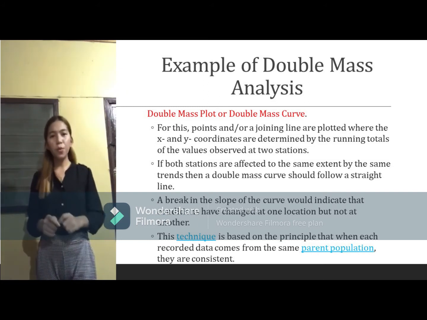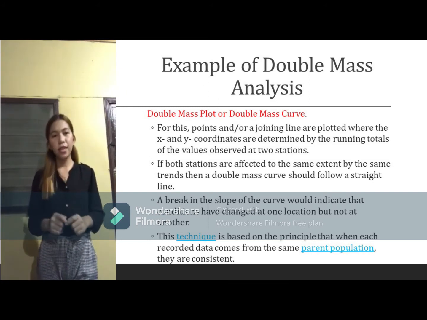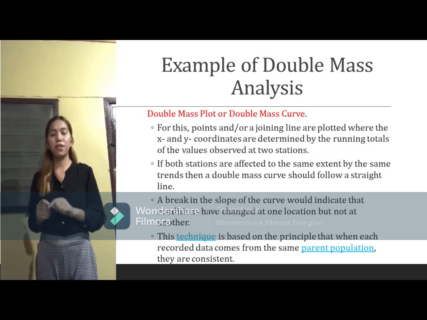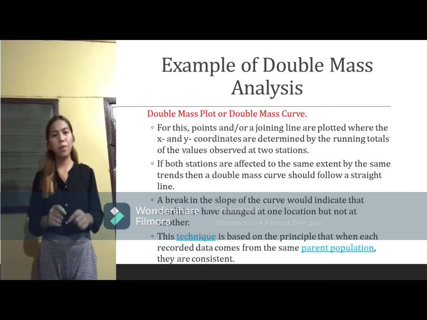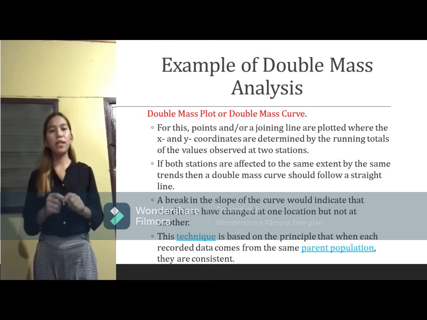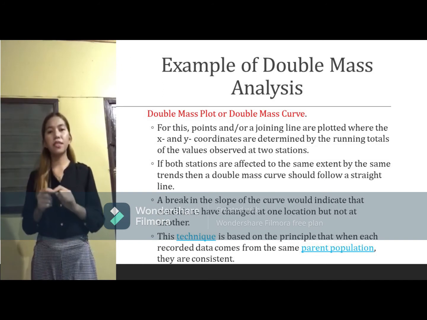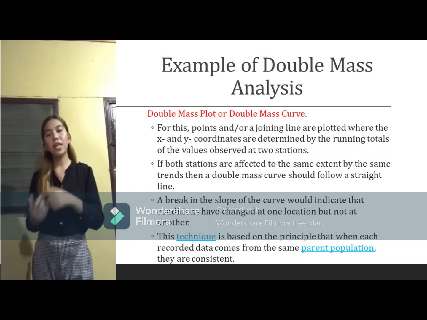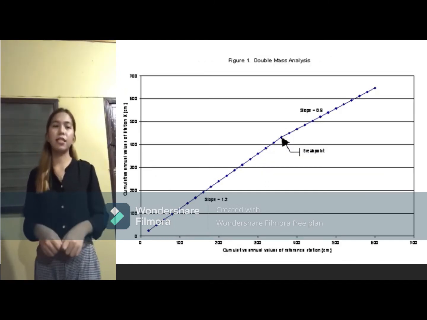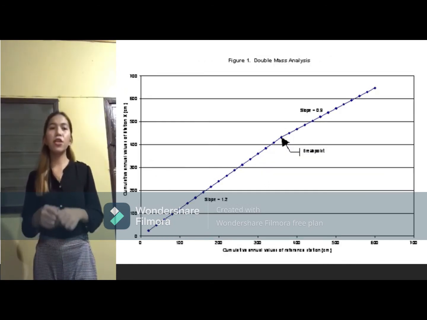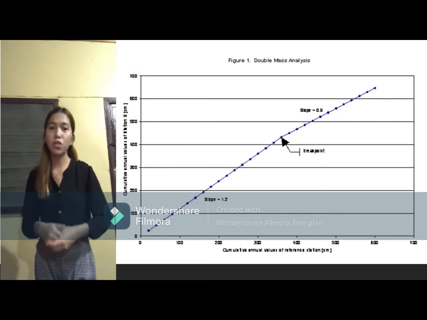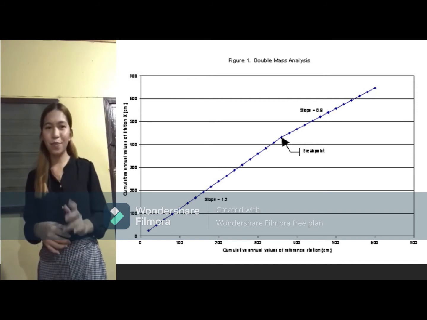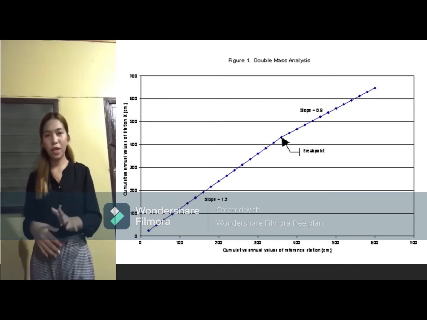A break in the slope of the curve would indicate that the conditions have changed at one location but not at another. So this technique is based on the principle that when each recorded data comes from the same parent population, they are consistent. So here is a sample graph of the double mass analysis. Hydrologists use double mass analysis to confirm the consistency of precipitation or stream flow records.